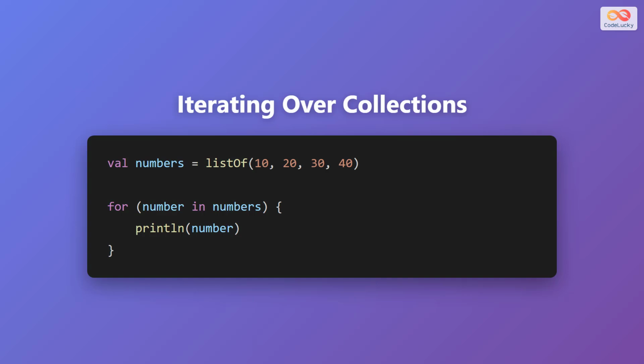Lists are dynamic collections in Kotlin, created with the listOf function. Iterating over a list works exactly like arrays. The for loop processes each element in order. Lists can grow and shrink, making them more flexible than arrays. Whether you're working with numbers, strings, or custom objects, the iteration pattern remains the same. For each item in the collection, execute the code block.